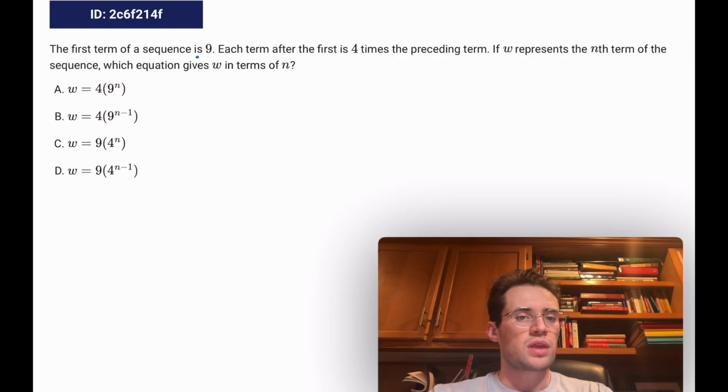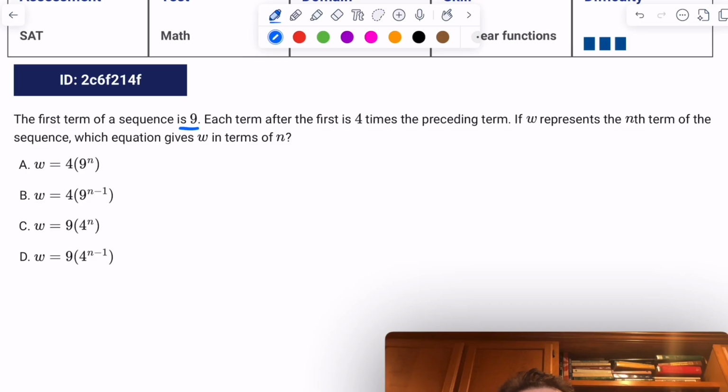Right, so we start with 9. It doesn't say if it's arithmetic or geometric yet. Each term after the first is 4 times the preceding term. Okay, so it's geometric because we're multiplying it by 4 each time. So say it starts at 9, then the next one you multiply that by 4 is going to be 36. Multiply that by 4, that would be 144. Okay, so keep going like that. If w represents the nth term of the sequence, which equation gives w in terms of n?